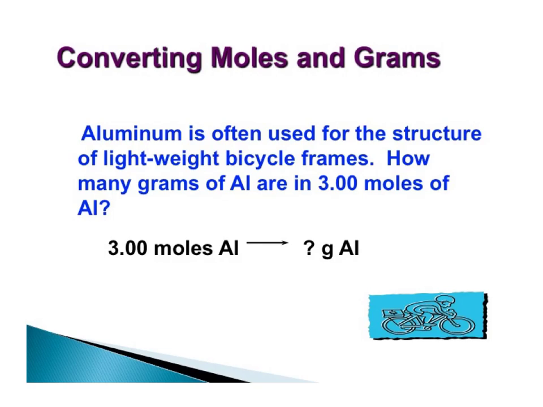Okay, in our first example, aluminum is often used for the structure of lightweight bicycle frames. How many grams of aluminum are in 3 moles of aluminum? If you will notice, the question is asking you how many grams of aluminum. So that's what the question is asking you for. And you were given 3 moles of aluminum. Remember, I told you in class you always start out with what you're given. So on the next slide, we will go ahead and solve this.